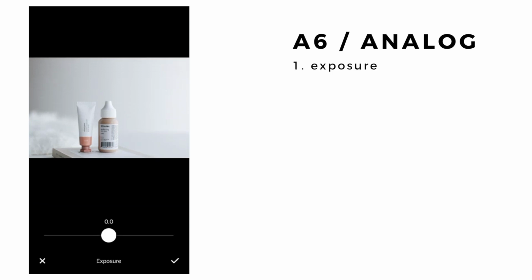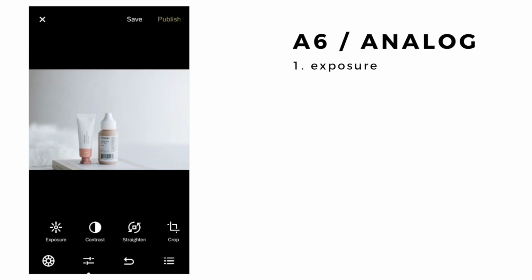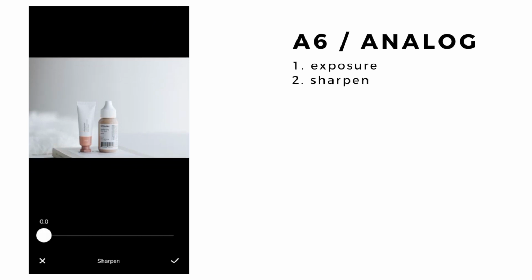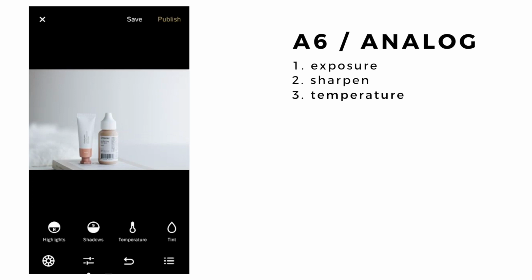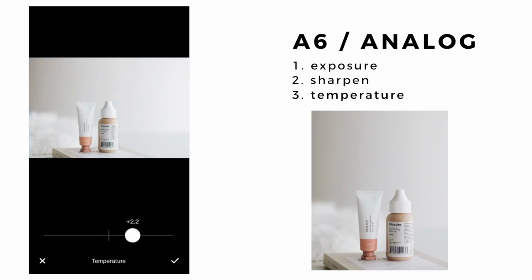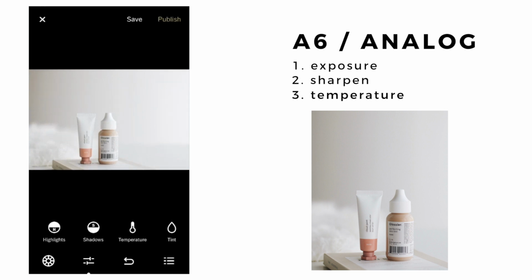The reason why I don't adjust the exposure is because VSCO exposure goes high or low. There's no in between. Once I'm happy with the exposure, I sharpen it because the filter sometimes reduces the quality of the photo. And this is where the magic happens. This is how I do the golden filter or the golden theme, the temperature option. This is like my favorite part. As you can see, the before and after. Ha! I love it.